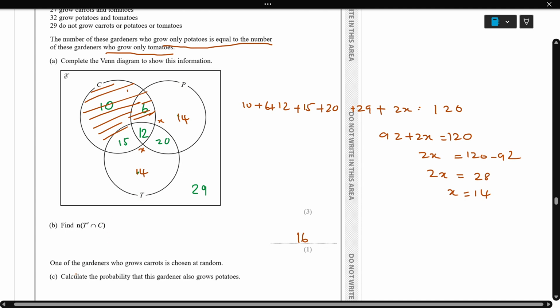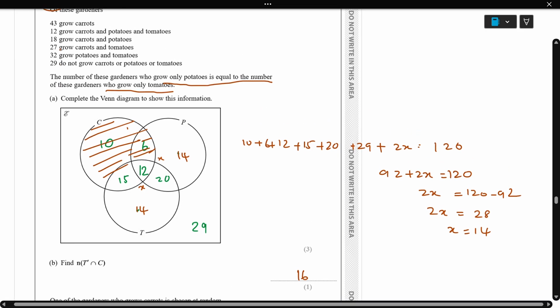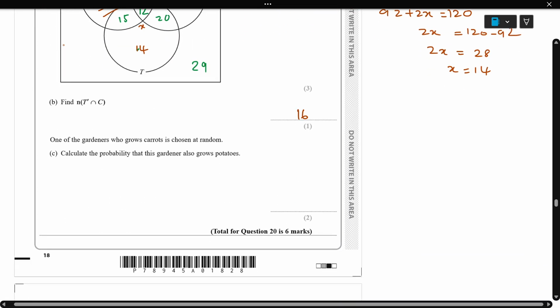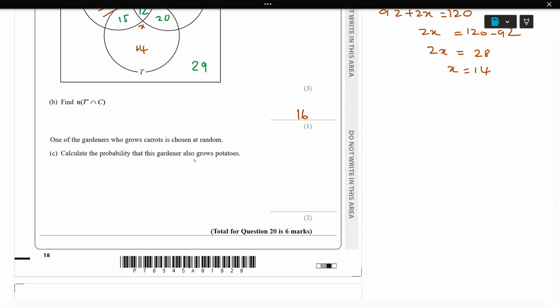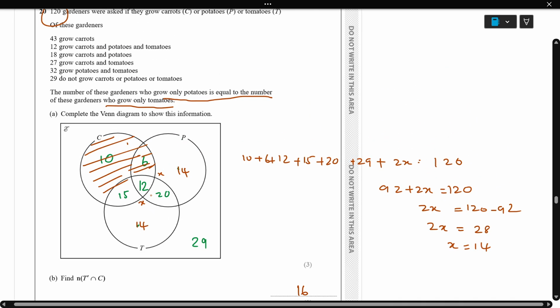The next one: a gardener who grows carrots is chosen at random. So the entire carrot is 43, as given. Out of 43, calculate the probability that this gardener grows potatoes. So the entire carrot is 43, then how many are potatoes? 6 plus 12, which is 18.